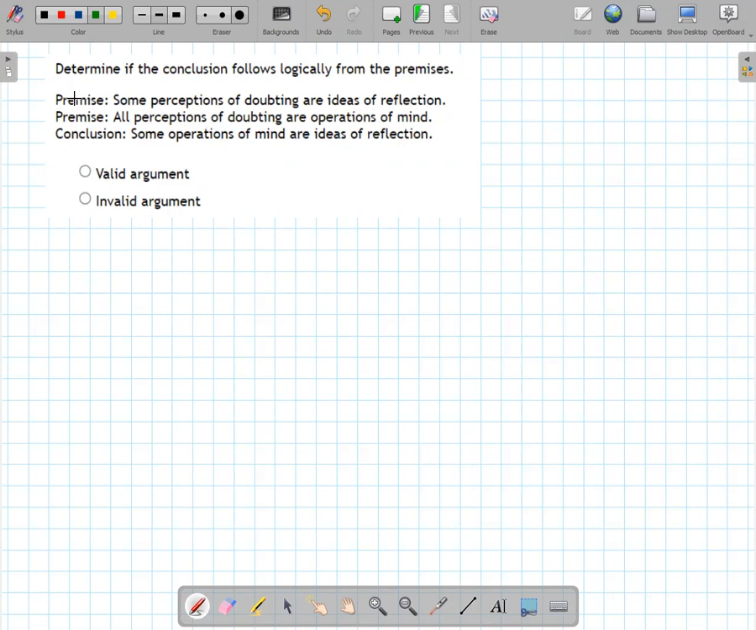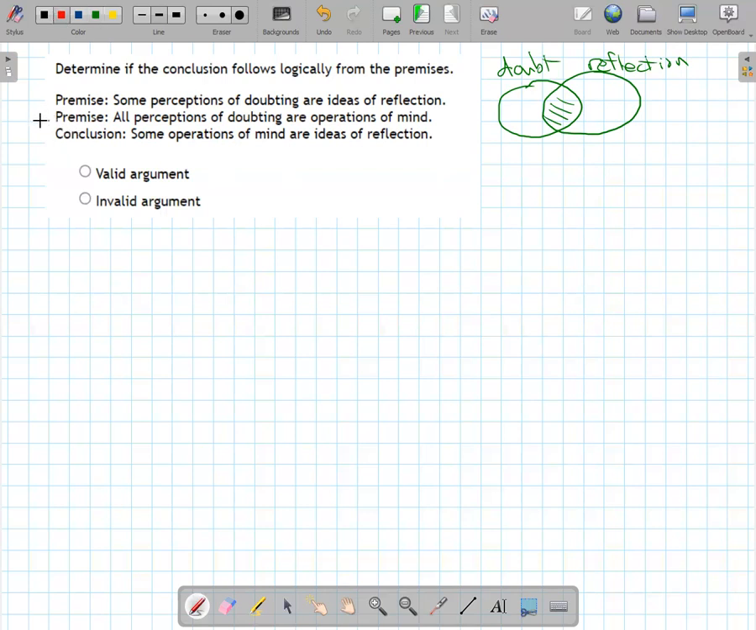If I were to only make a Venn diagram for the first one, some perceptions of doubting are ideas of reflection. So there's some overlap, but not all of them. If this right here are my perceptions of doubt, these my ideas of reflection. Right, so some perceptions of doubt are reflection, right? There's some overlap there.